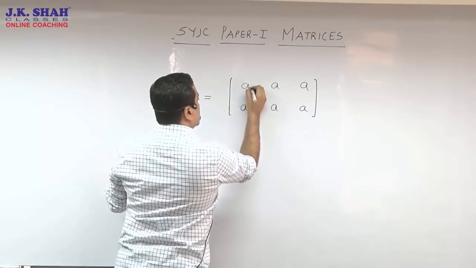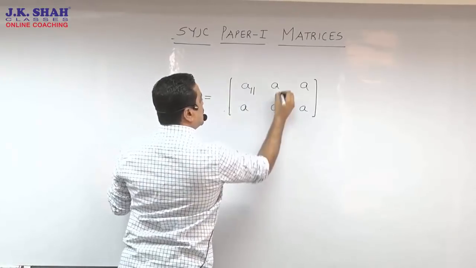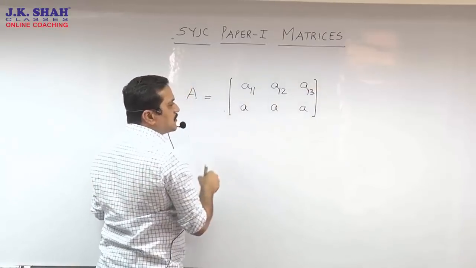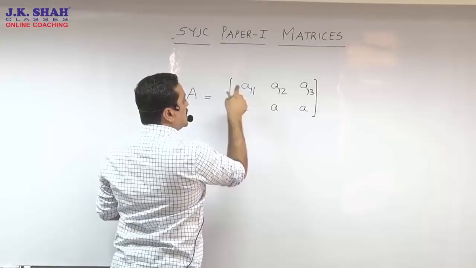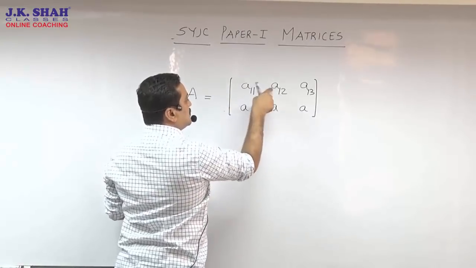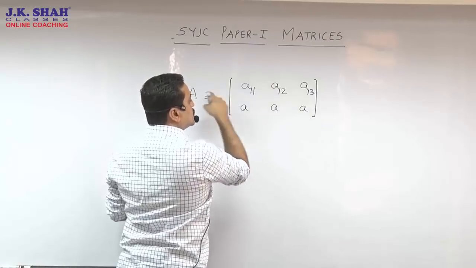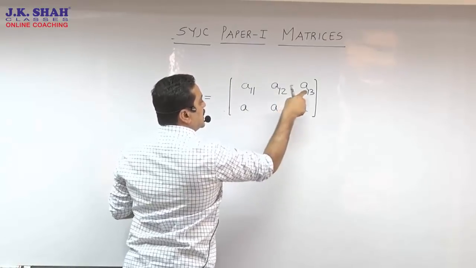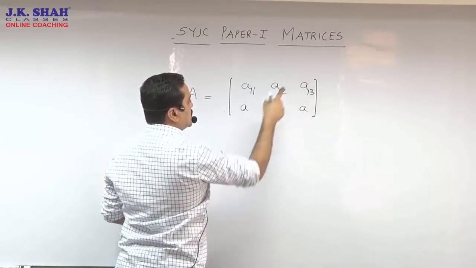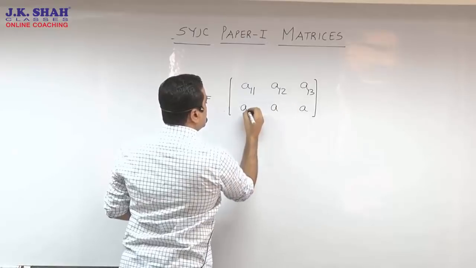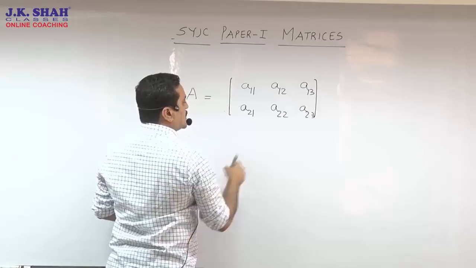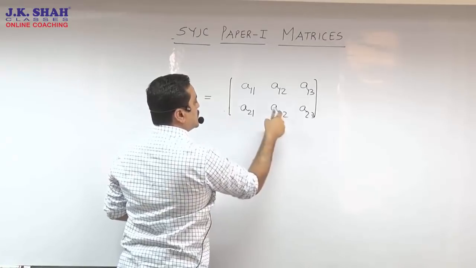Now I am writing suffixes over here: a11, a12, a13. That's nothing but the address of the element. 11 indicates the element belongs to the first row and the first column. a12 belongs to the first row and the second column. And a13 similarly belongs to the first row and the third column. Similarly, the next row we write 21, 22, 23. If you look at this element, it belongs to the second row and the second column.